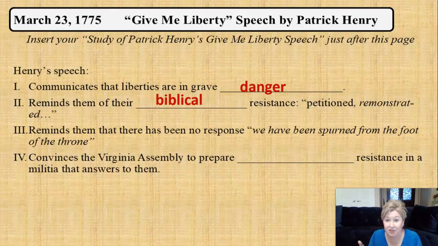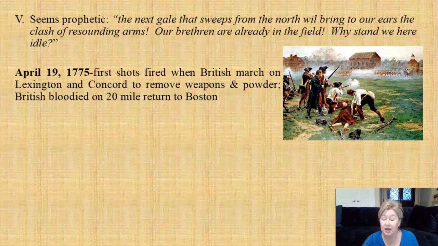What's the next step? We can't flee. There's nowhere for us to go. So he's saying, look, we better get ourselves ready to defend. We're not getting ready to go to war, but we have to defend our liberties. So he's convincing the Virginia Assembly, as you saw in your homework, to prepare defensive resistance by forming a militia that will answer to the Assembly itself, not to the governor, but it answers to the Assembly. And number 5, he seems prophetic because he says, the next gale that sweeps from the north will bring to our ears the clash of resounding arms.